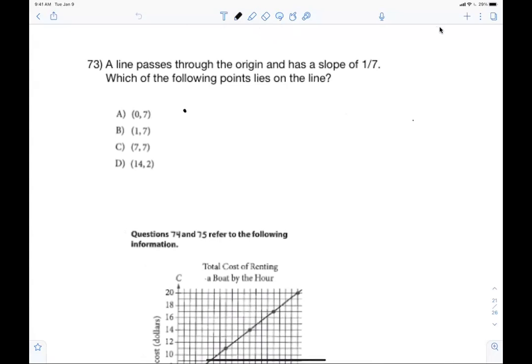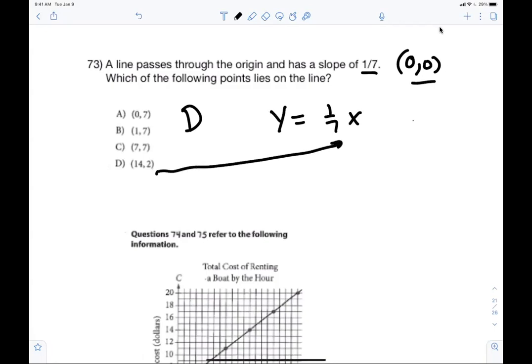Now, one thing everyone in here should be able to do at this point: because it goes through the origin, remember that means it goes through the point (0, 0). They tell you the slope and they give you the y-intercept, so everybody should be able to say, well, that's just 1/7 x. That's just the equation, y equals 1/7 x. Now, if I plug what points in, will it be on that line? Obviously, (14, 2), right? Anybody have any questions with that?